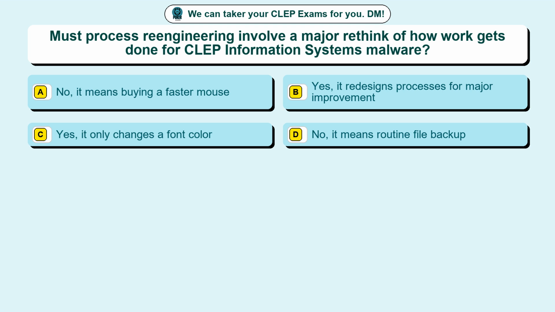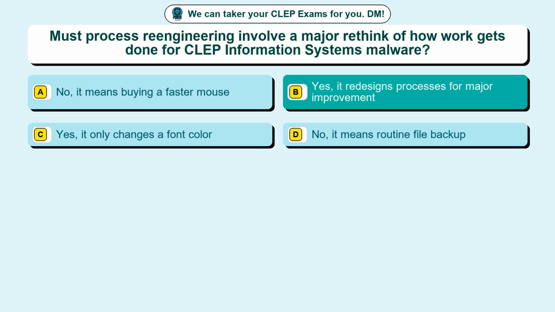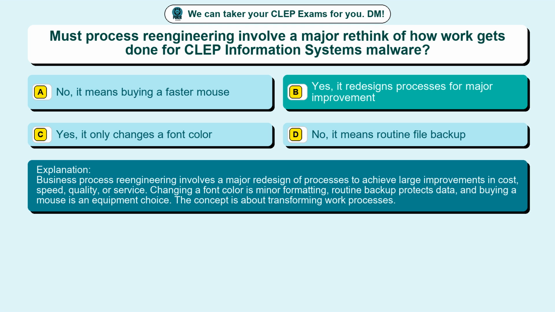Option D. No, it means routine file backup. The correct answer is option B. Yes, it redesigns processes for major improvement. Business process reengineering involves a major redesign of processes to achieve large improvements in cost, speed, quality, or service. Changing a font color is minor formatting, routine backup protects data, and buying a mouse is an equipment choice. The concept is about transforming work processes.